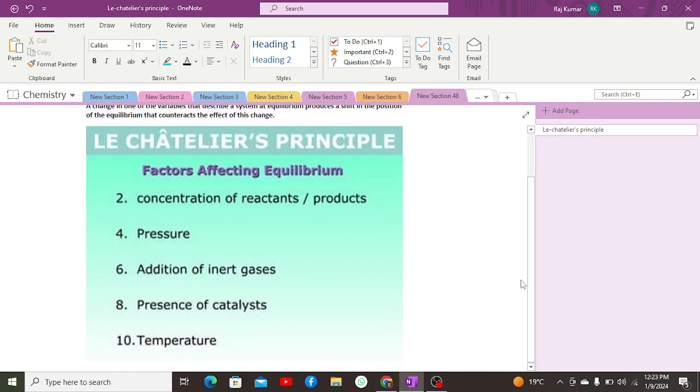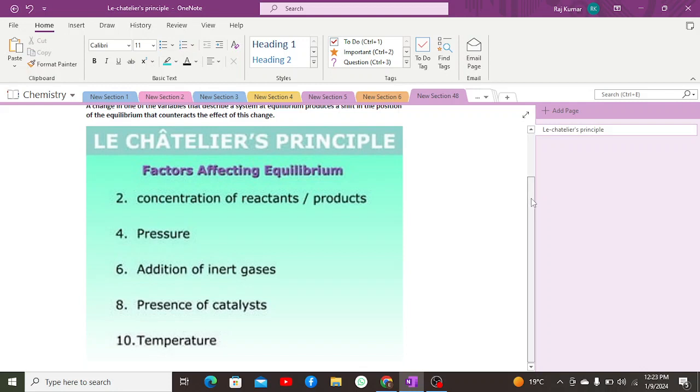The presence of a catalyst is also there, but catalysts do not affect the equilibrium, even though they increase the rate of forward and backward reaction both. As a result of the equal increase in both forward and backward reactions, there is no impact over the Kc value.